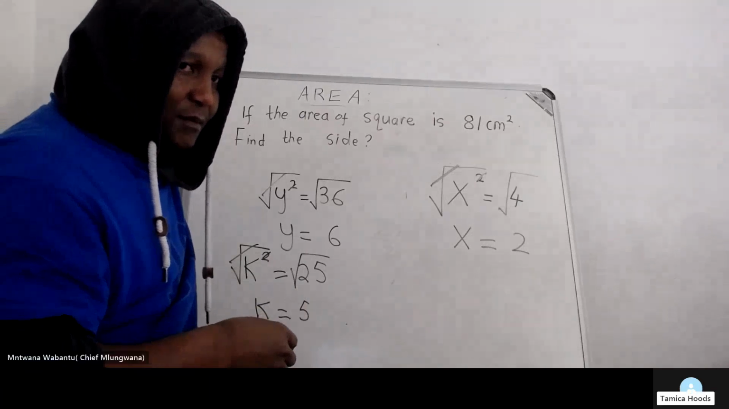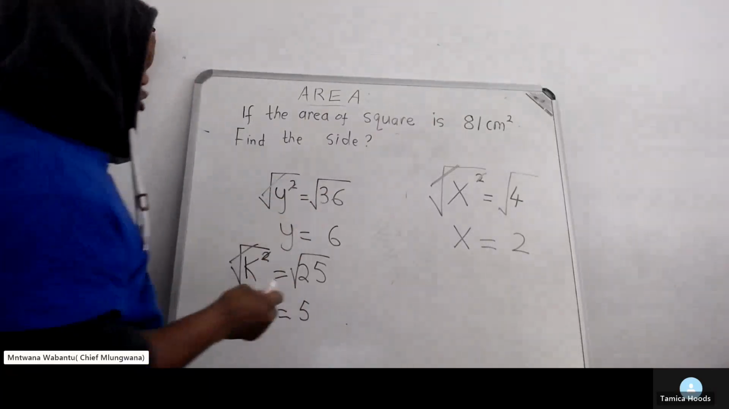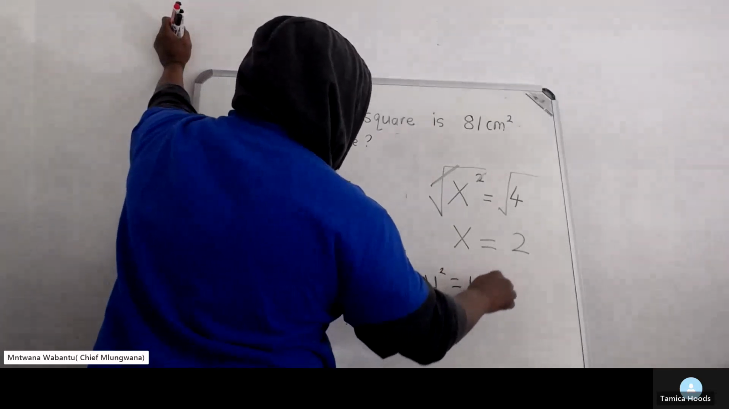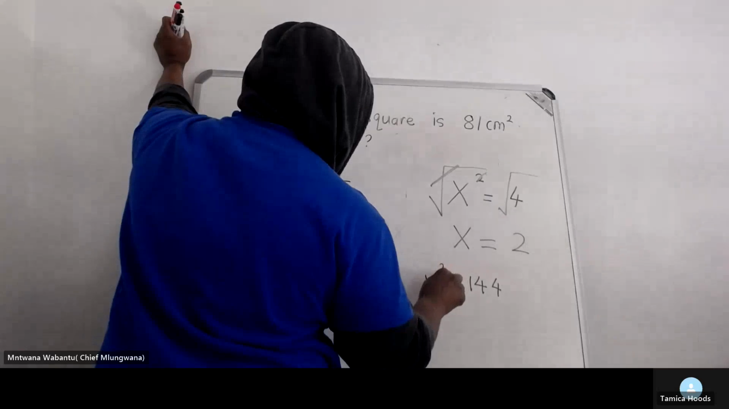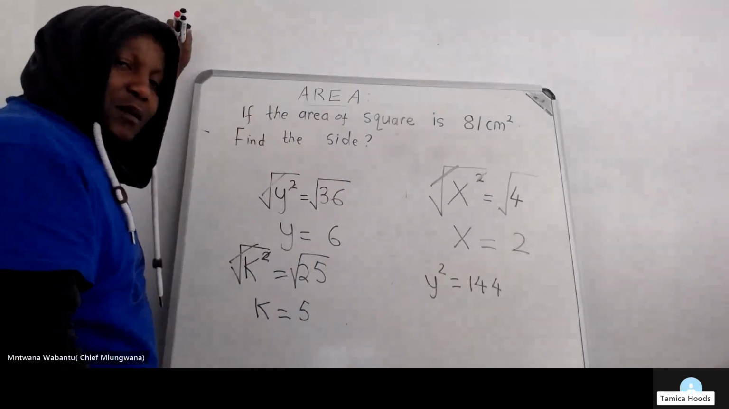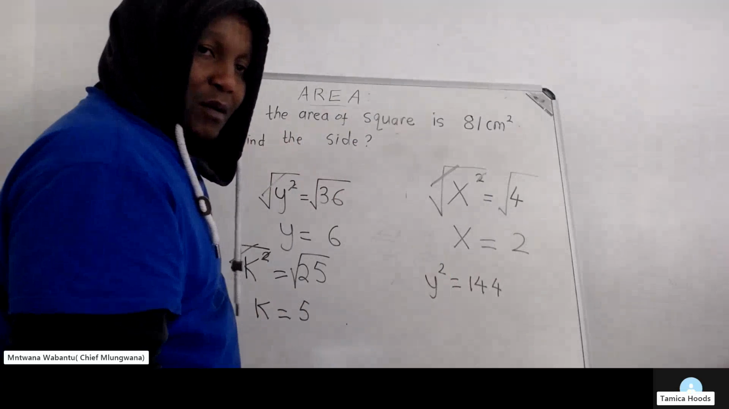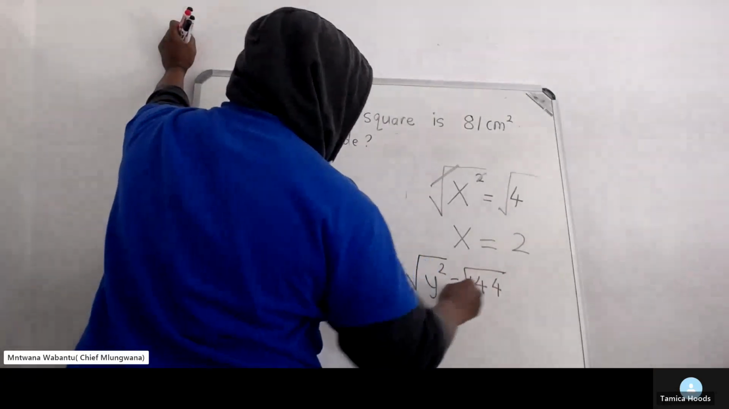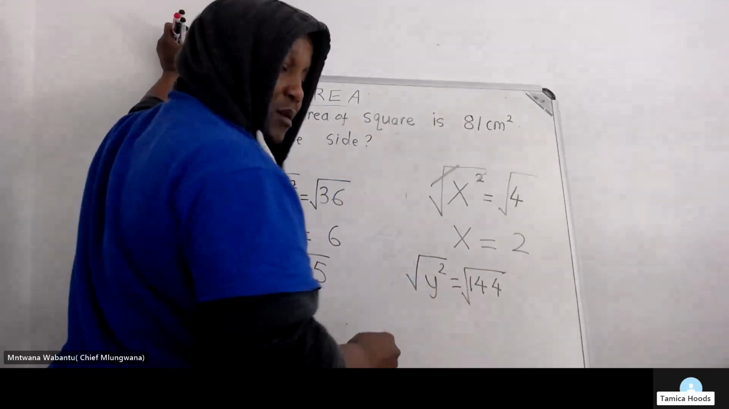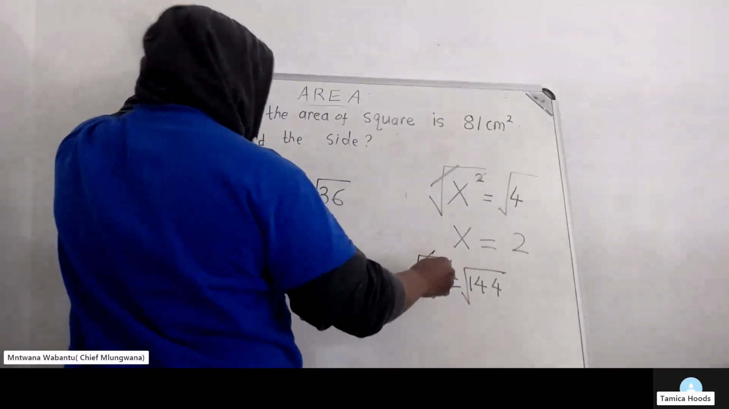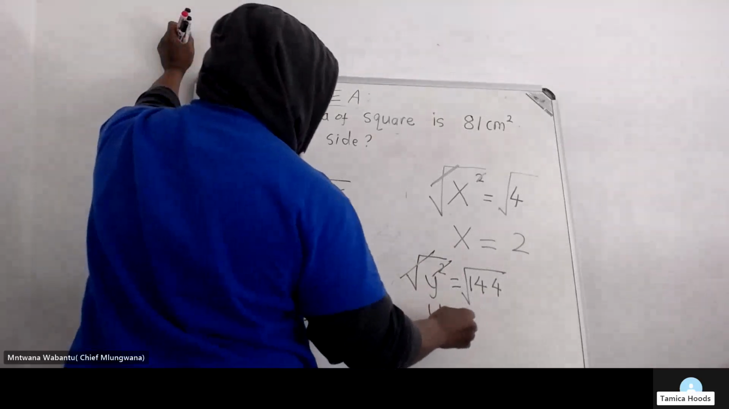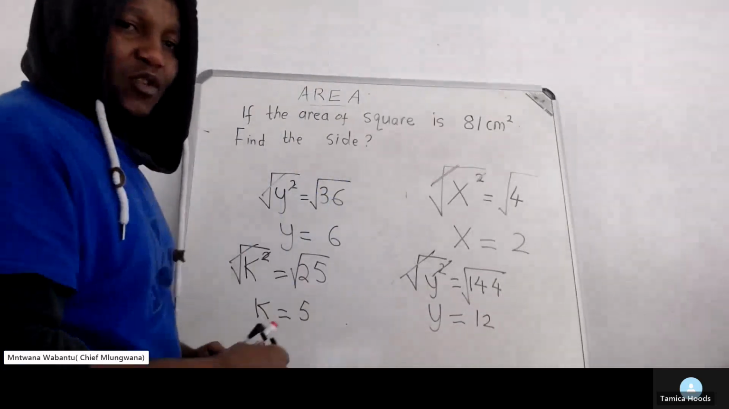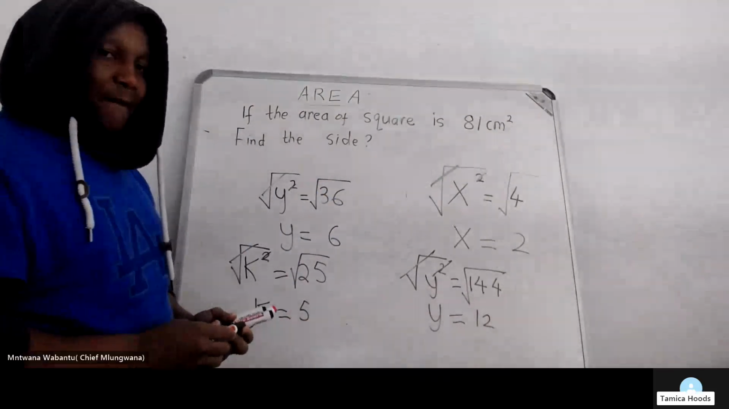Do you understand? Yes. Let me ask you, you can do it with me. Y square equal to 144. How are you going to do this? We're going to draw the square roots over y square and 144. And then the square and the square root cancel out. We're left with y, and then we write y equals 12. Very good, because 144 when you square root is going to be 12. Do you understand that? Yes.